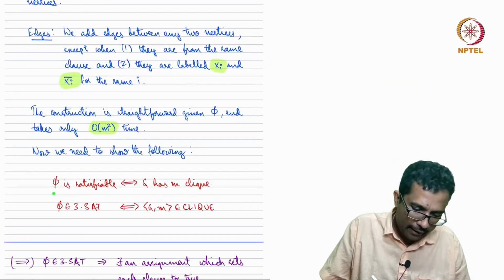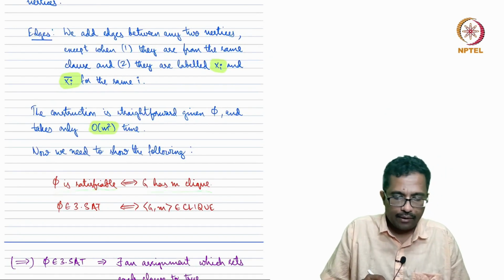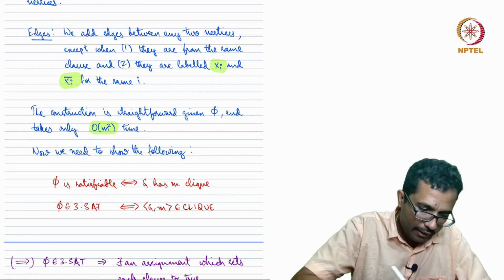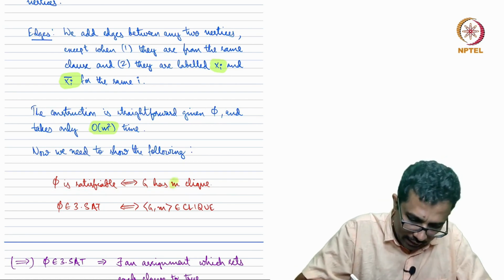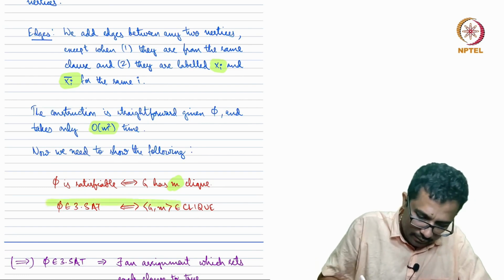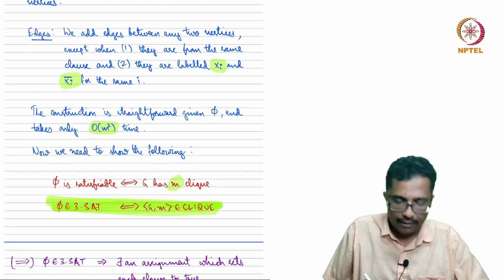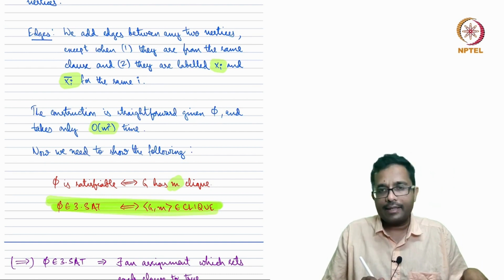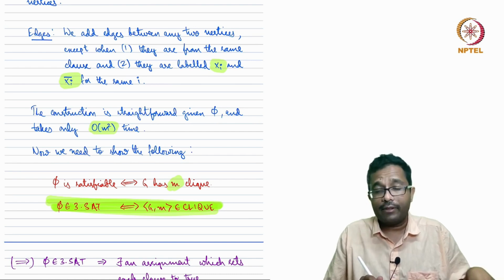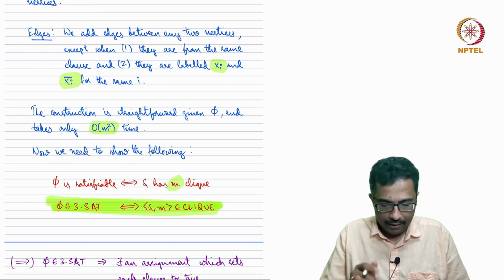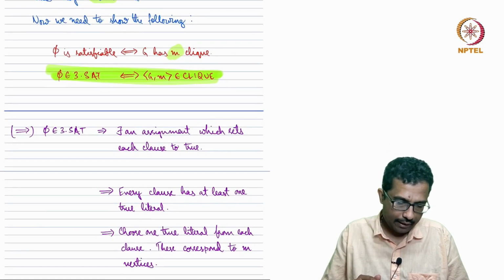So phi is satisfiable if and only if G has a k-clique. Our k is also going to be m. So this is our claim: phi is in 3-SAT if and only if (G, m) is in CLIQUE. Whenever phi is in 3-SAT, G will have an m-clique. Whenever phi is not satisfiable, G will not have an m-clique. So that is the claim. Let's see why this is true.